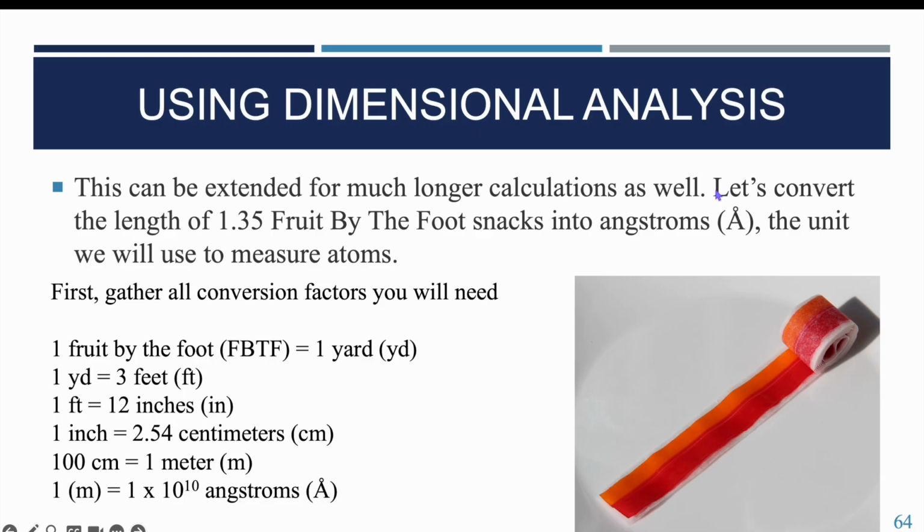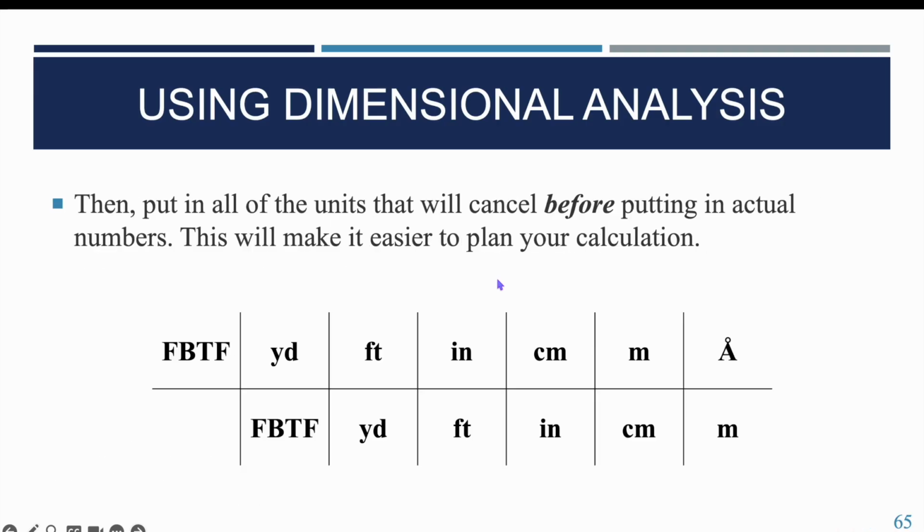Now, what we're trying to do is see how many angstroms long this would be if I had 1.35 fruit by the foot. And so let's continue. The first thing that you want to do is make a train track that is going to have a slot for each one of your conversion factors. You can call this a rail or a cell. Each of the rails is going to have its own conversion factor.